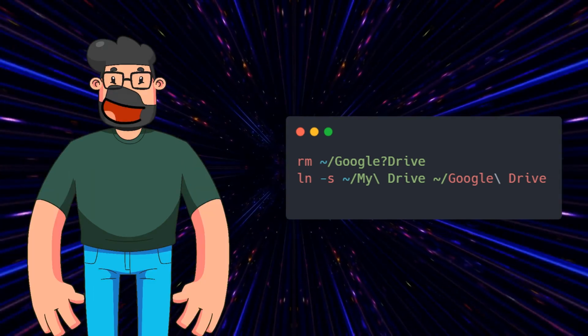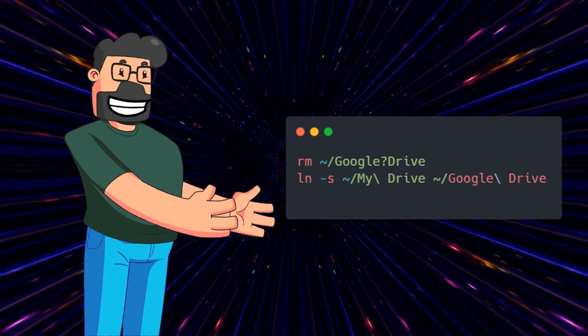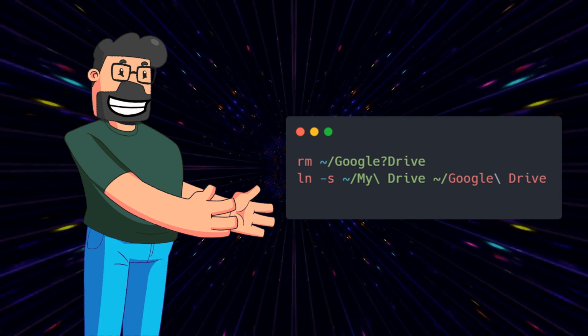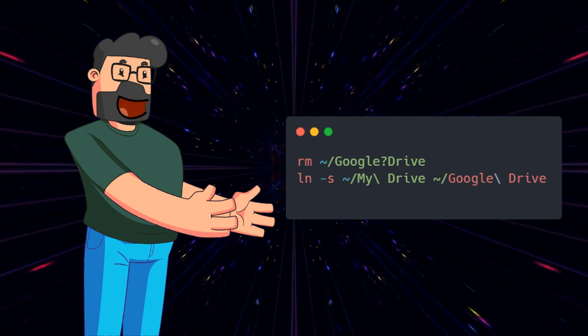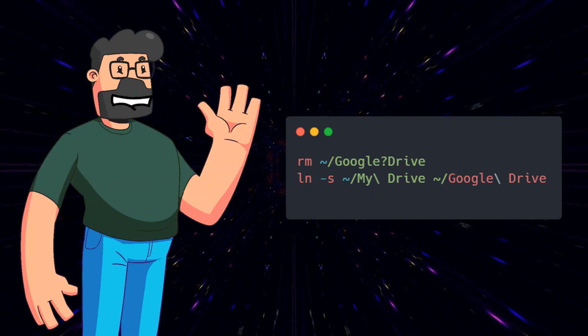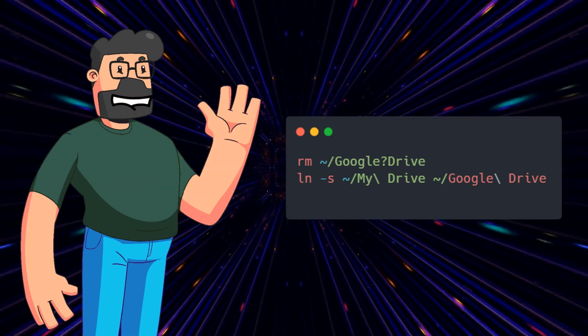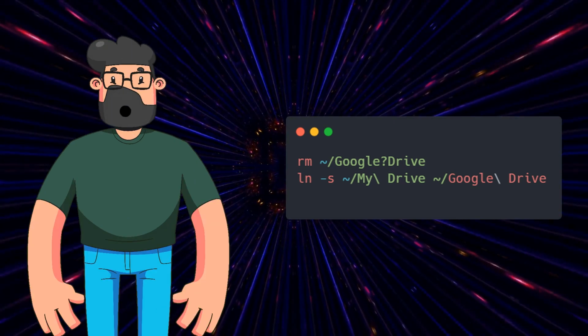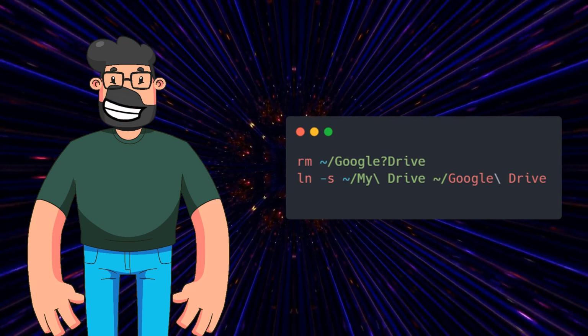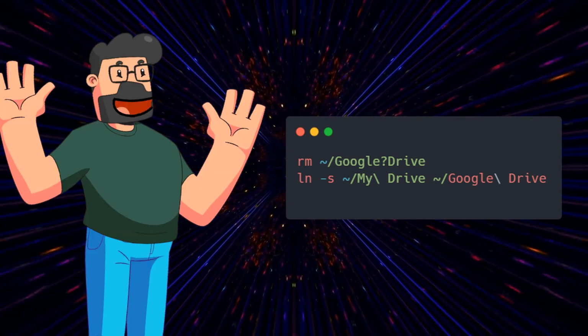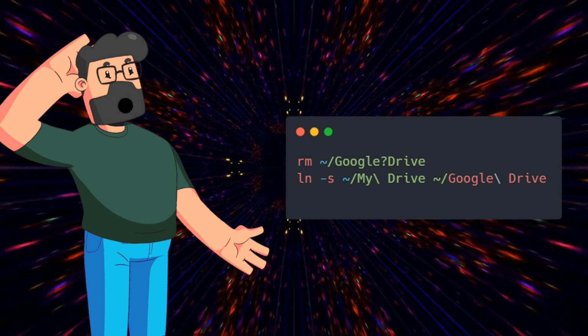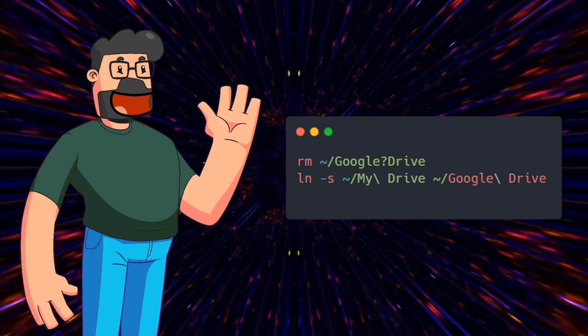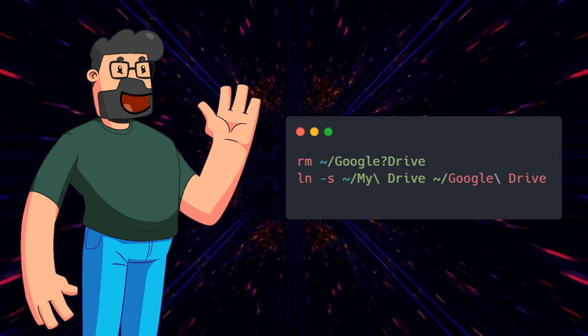Now let's jump into the solution for this problem. The key here is to work with the existing symbolic links and make sure they point to the right locations. By removing the current symbolic link for Google Drive and creating a new one that directly points to the actual data in My Drive, we can ensure smoother navigation and usability. This can be achieved by running the commands rm Google Drive followed by ln -s My Drive Google Drive.